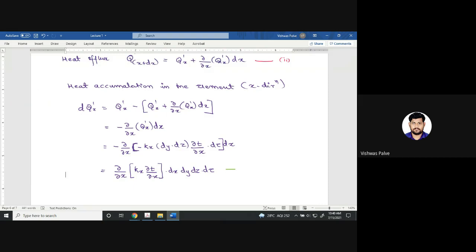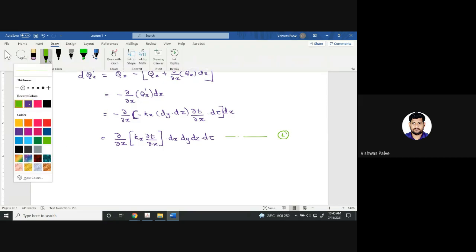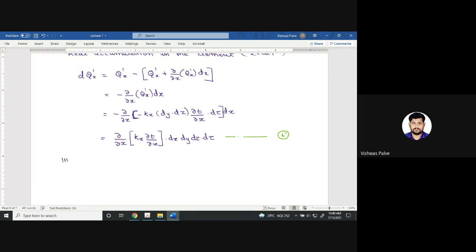Okay, this is my equation 1. Similarly, we can derive an equation. Now we are not going to derive for y and z direction. Already we have derived the expression for x direction, so similarly for y and z direction we can directly write down the equations in that case.